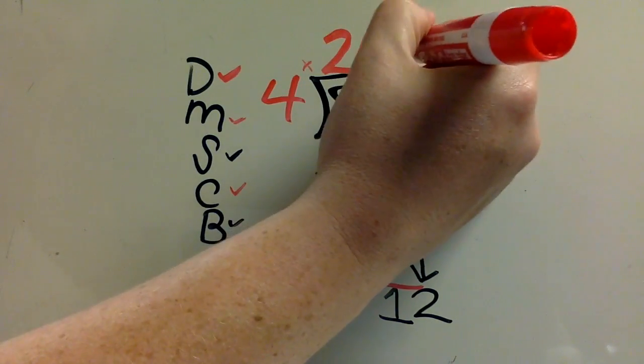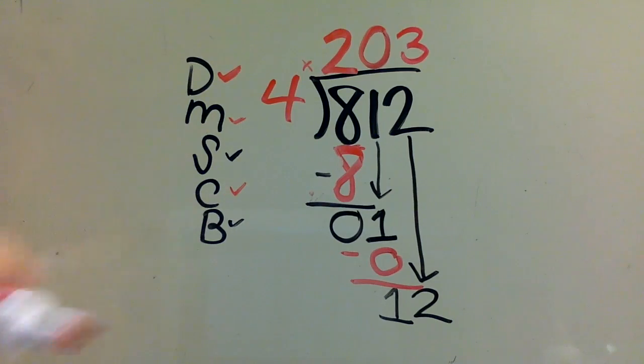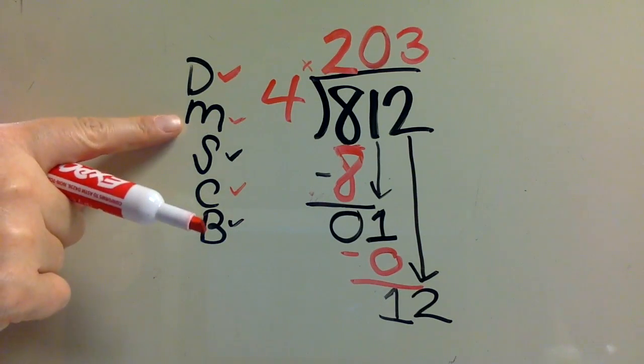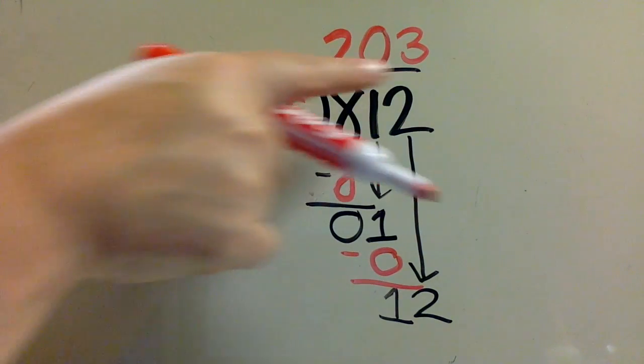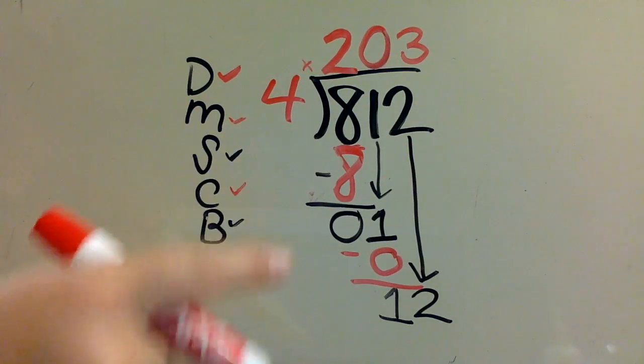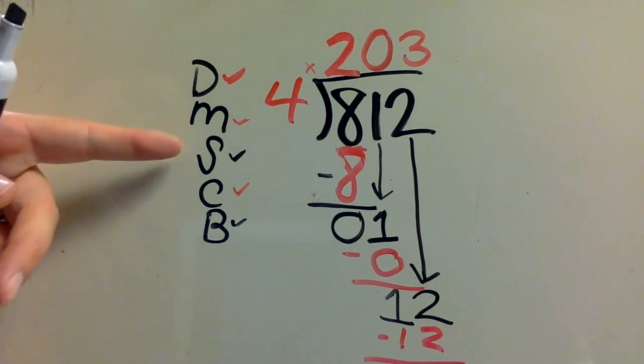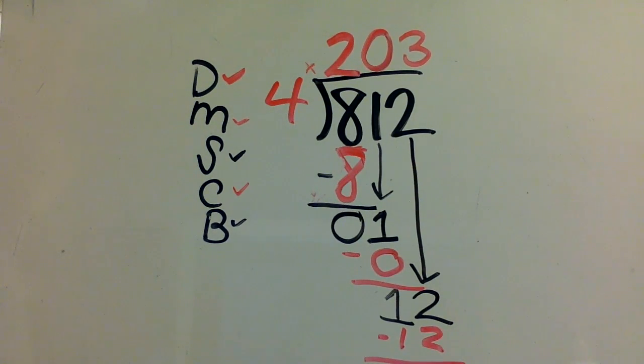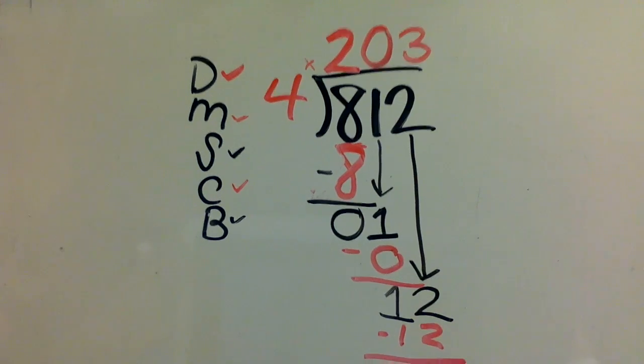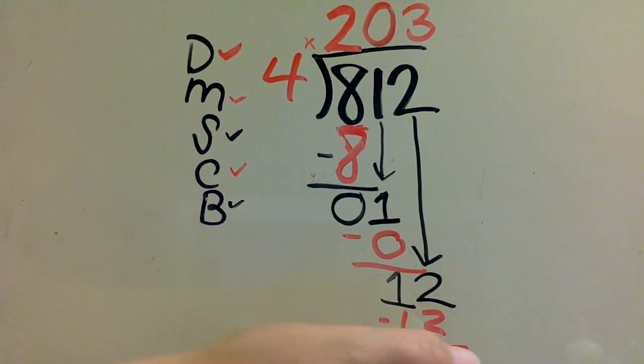4 times 3. I put a 3 up there. I have to do something with it. I'm going to multiply. 3 times 4 equals 12. Good. The next step says to subtract. 12 minus 12 equals 0.